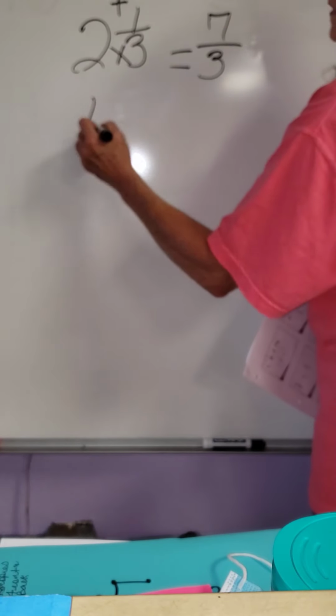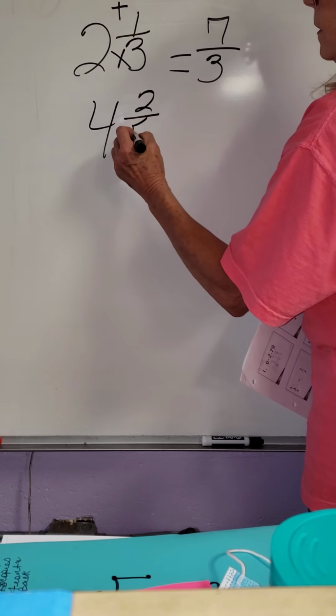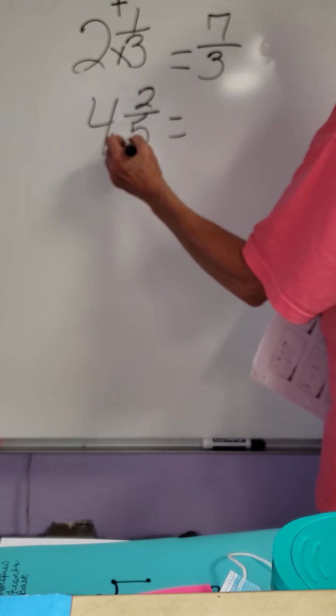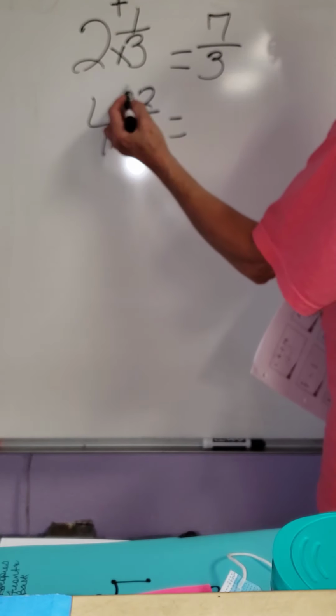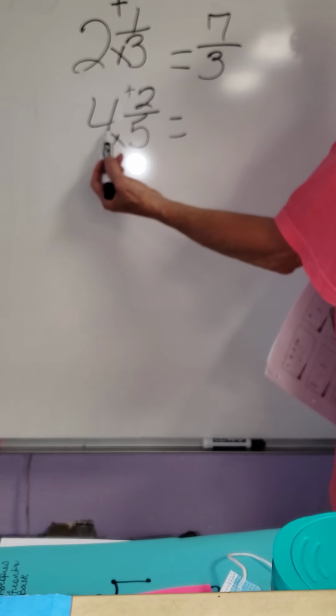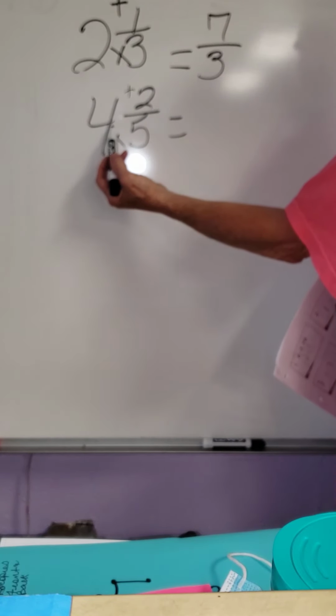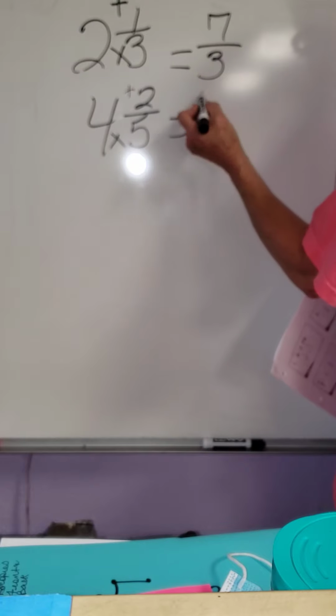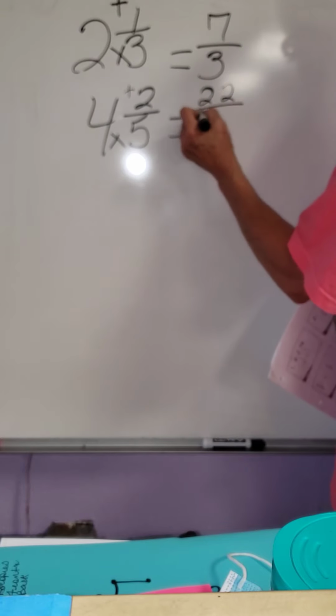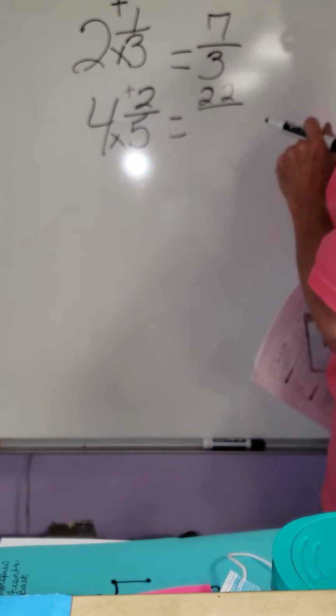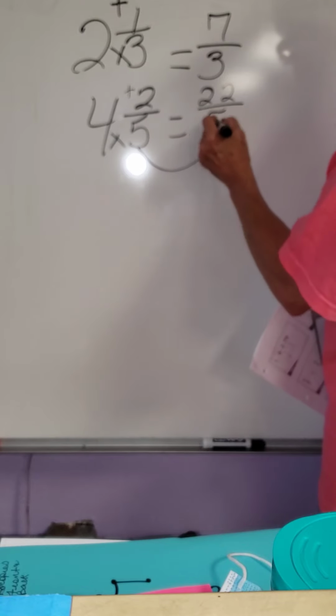Again, let's do another one. Let's say 4 2/5. Change it to an improper fraction. I'm going to put a times here and a plus here. 5 times 4 is 20, plus 2. It's 22. Difficult yet? No. Okay, and the denominator stays a 5.